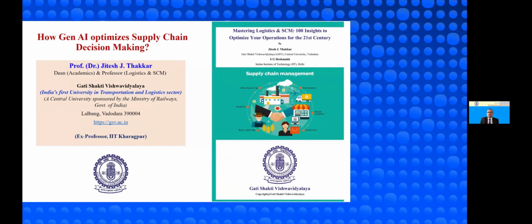Welcome to the session on how Gen AI optimizes supply chain decision making. There are various AI IT tools available which help us to design, create, and structure our supply chain with better visibility, transparency, enabling real-time decision making in the dynamic scenario.